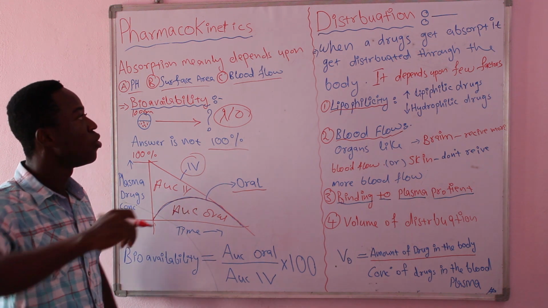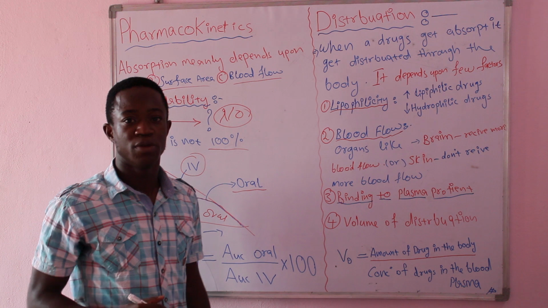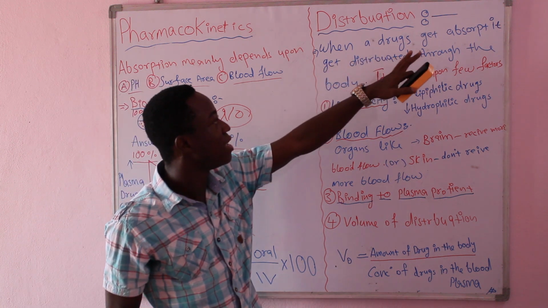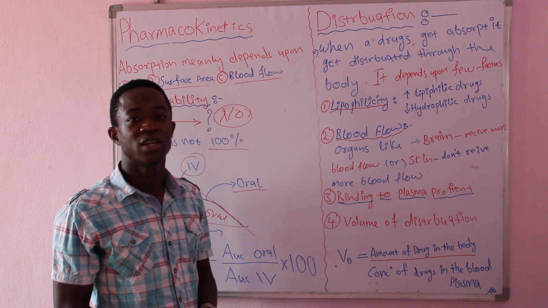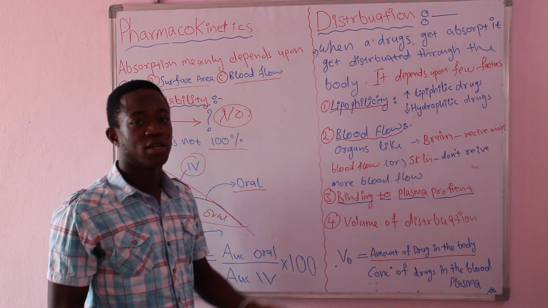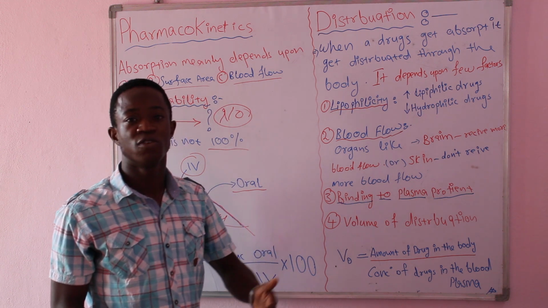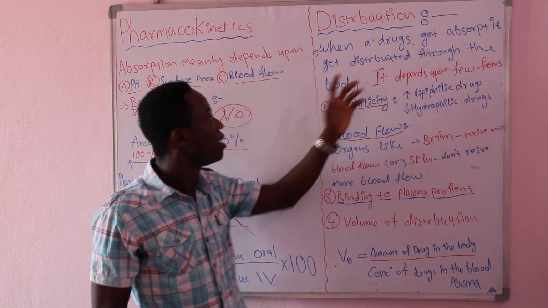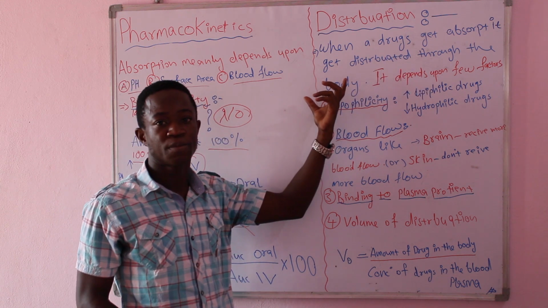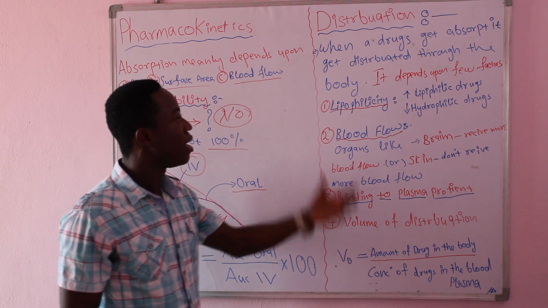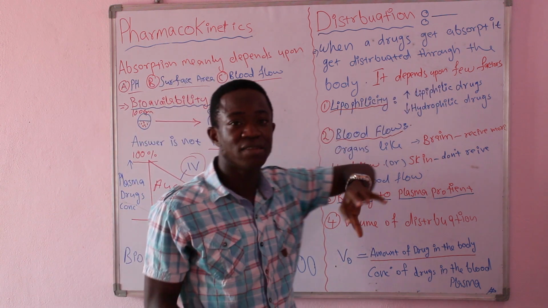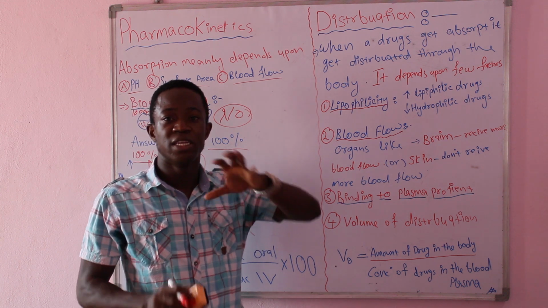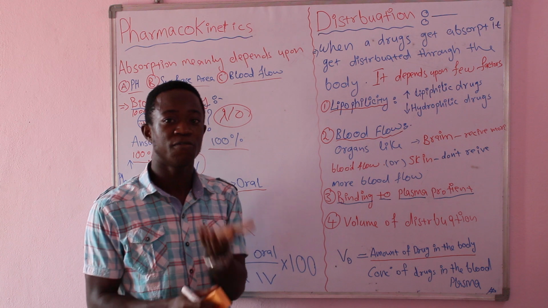Now we come to what we call distribution of drugs. It's when a drug gets absorbed, meaning it crosses all of the membranes, through passive diffusion, facilitated diffusion, endocytosis. When it crosses all these and gets absorbed, it gets distributed through the body. When it gets absorbed and distributed, it depends upon a few factors. For drugs to be distributed throughout the body, it depends upon a few factors.